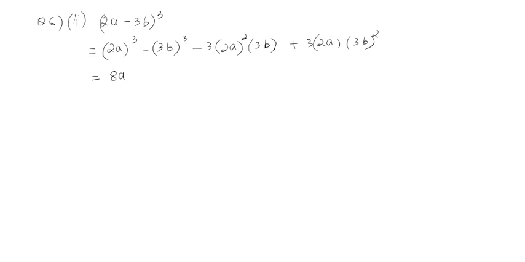Okay, so this is 8a cube minus 27b cube. Now 2 square is 4, and 4 times 9 is 36, so 36a square b. 2 square is 4, and 3 3s are 9, 9 4s are 36. Now here is 3 square. 3 square is 9, 9 into 6 is 54. 54ab square. So this is the answer. Right?